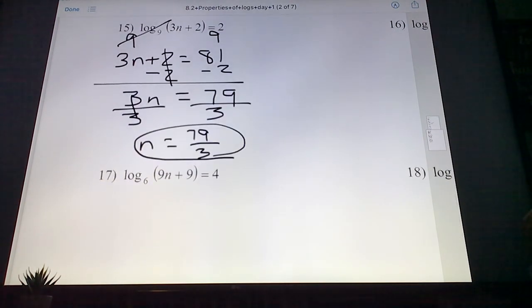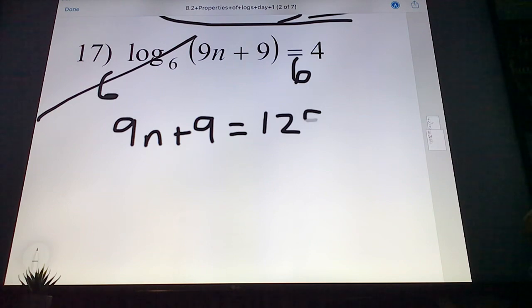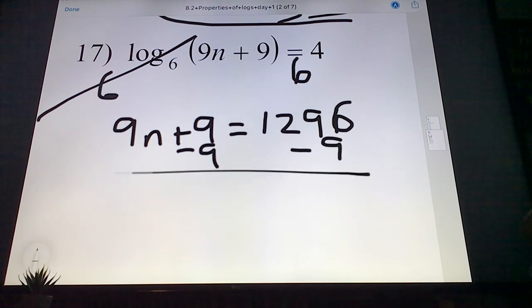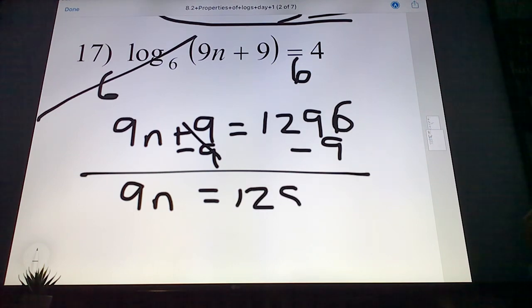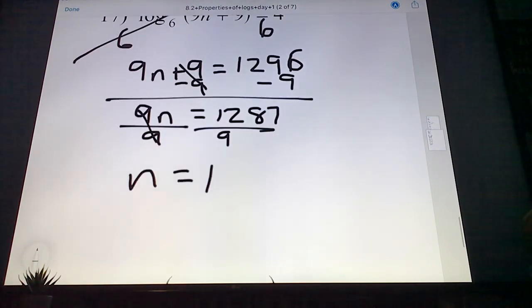Okay. 17, my log base is 6, so we're going to raise both sides to the 6th power. Okay, so I got 9n plus 9 equals 6 to the 4th. Okay, is going to be 1296. Then we're going to subtract 9. We get 1287. And then you're going to divide by 9. So you're going to get n equals 143.